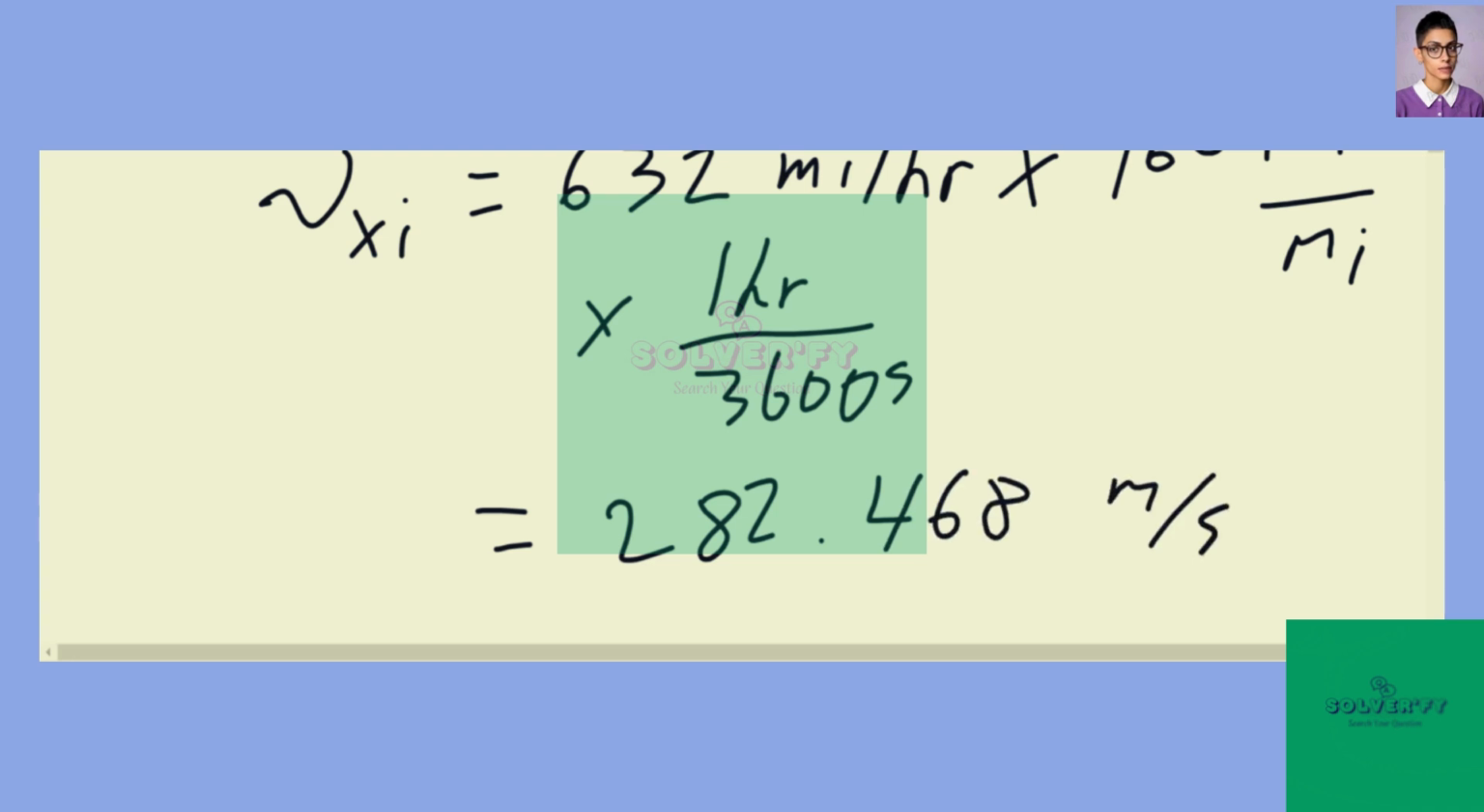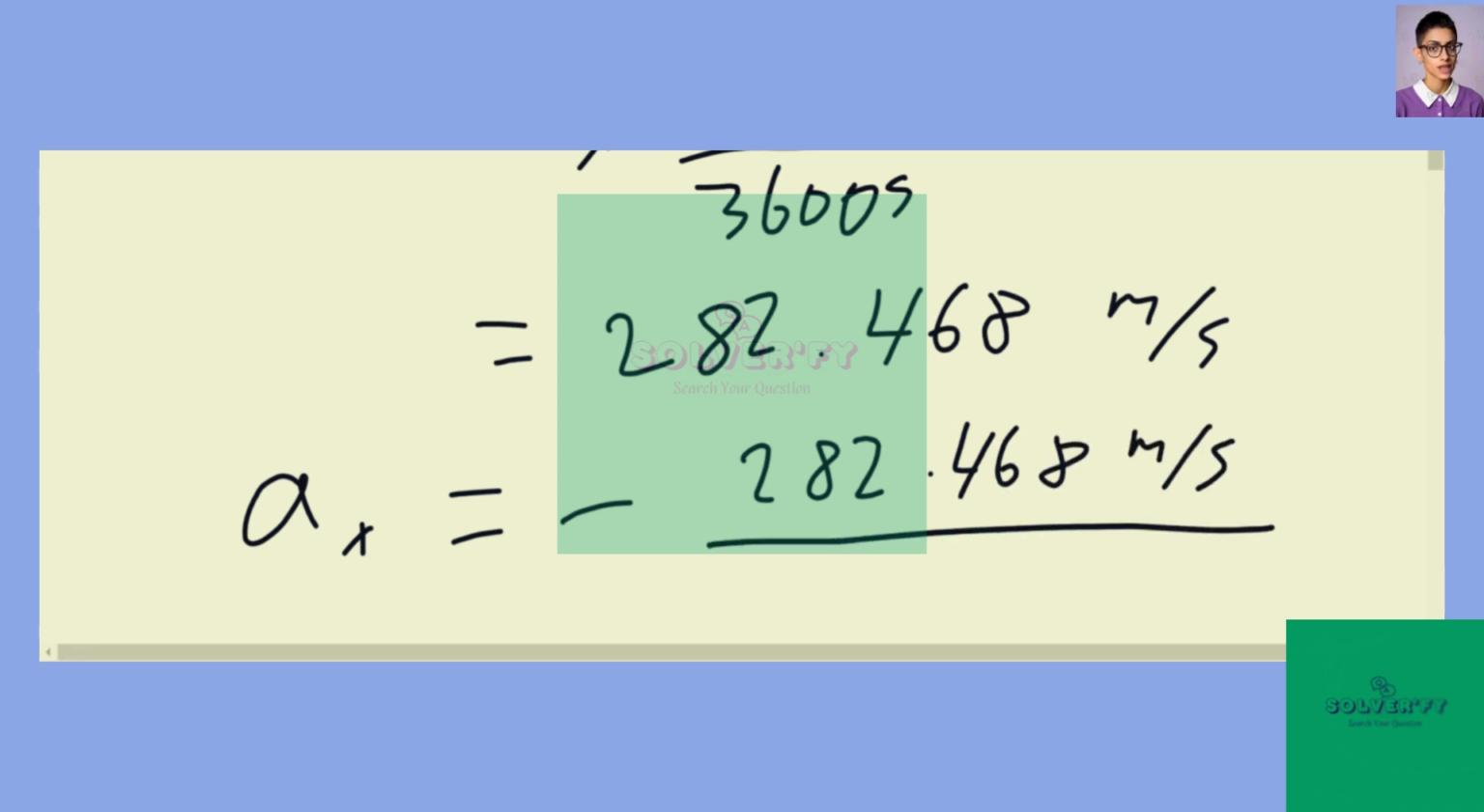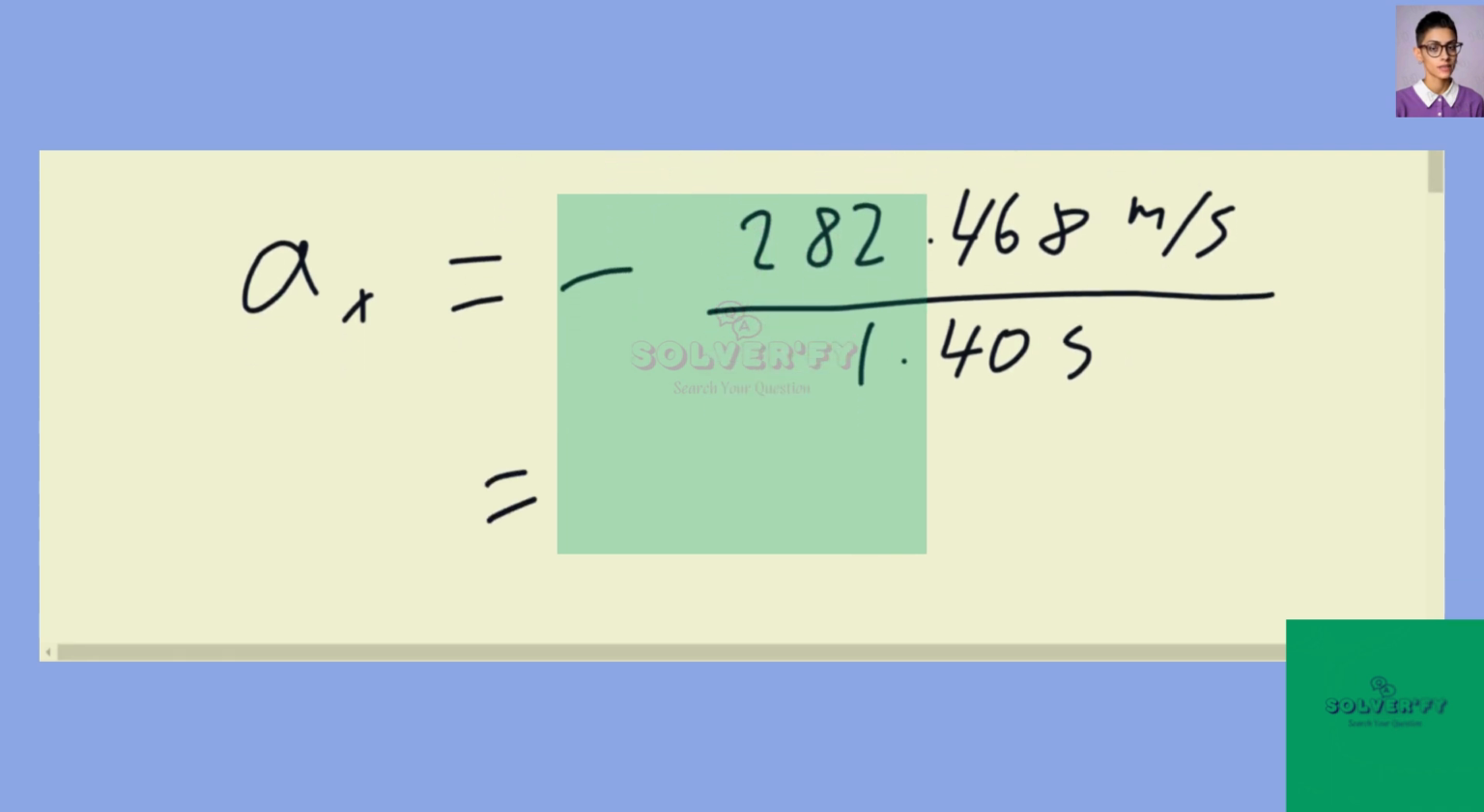meters per second. And now that we have the velocity in meters per second, we can compute the acceleration in which the rocket or the sled is brought to rest, and that's negative 282.468 meters per second over the time interval of 1.40 seconds. And this comes out to be minus 202 meters per second squared. So this is the solution to part A of the problem.